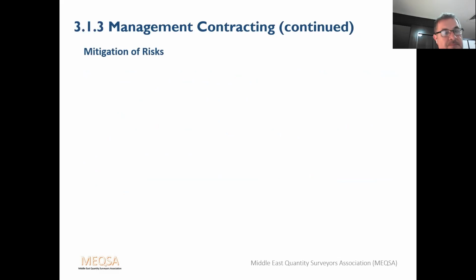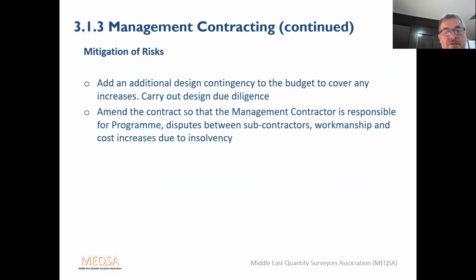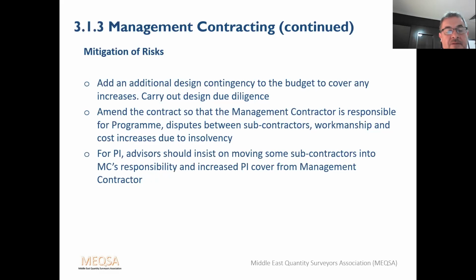How to mitigate these risks? You can add an additional design contingency to the budget to cover any increases and carry out design due diligence. You can amend a contract so the management contractor is responsible for the programme, any disputes between subcontractors, workmanship and cost increase due to insolvency. Now, this will obviously come at a cost. If you're expecting the contractor to take on his responsibilities, he's obviously going to charge for that. It could be money well spent though. For PI, advisors should insist on moving some subcontractors into the main contractor's responsibility and increase PI cover from the management contractor.